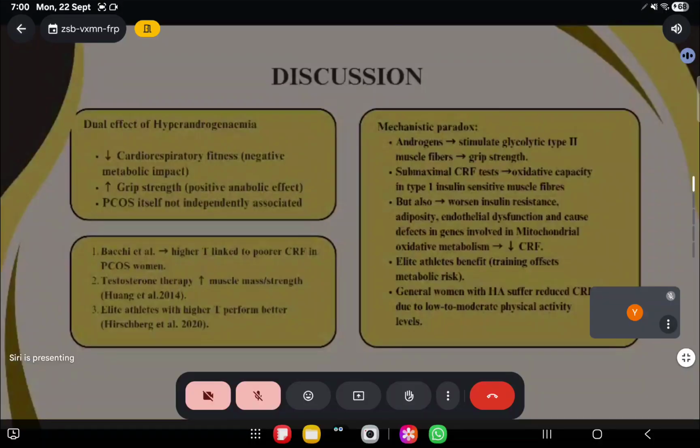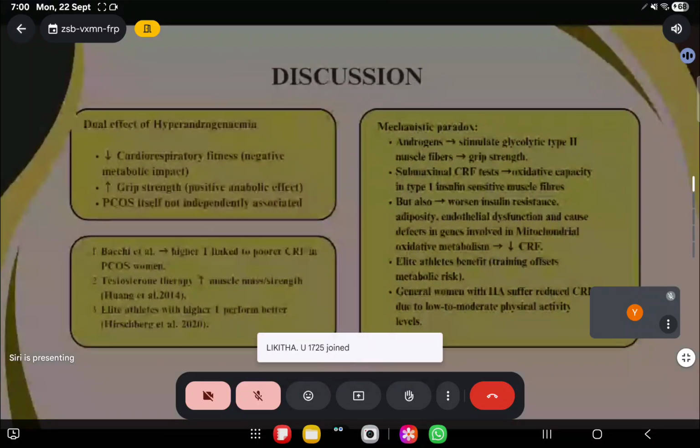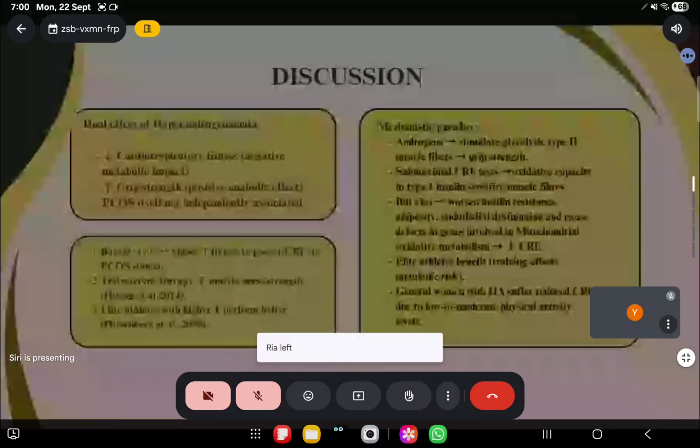Elite athletes, however, benefited because they were engaged in vigorous exercise, whereas women in our population mostly had low to moderate physical activity levels. This was a major difference in the study population.